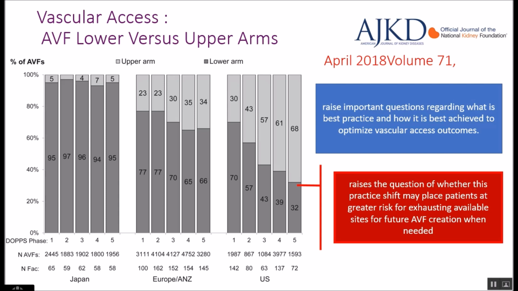One additional point: where is the arteriovenous fistula? Is it proximal or distal? It's best to have a distal arteriovenous fistula. In countries increasing the proximal arteriovenous fistula, it raises the question of whether this practice shift may place patients at greater risk because of exhausting available sites for future arteriovenous fistula creation. So it is better to start with the distal forearm arteriovenous fistula before jumping directly to a proximal one, and you exhaust all the native veins of the patient.